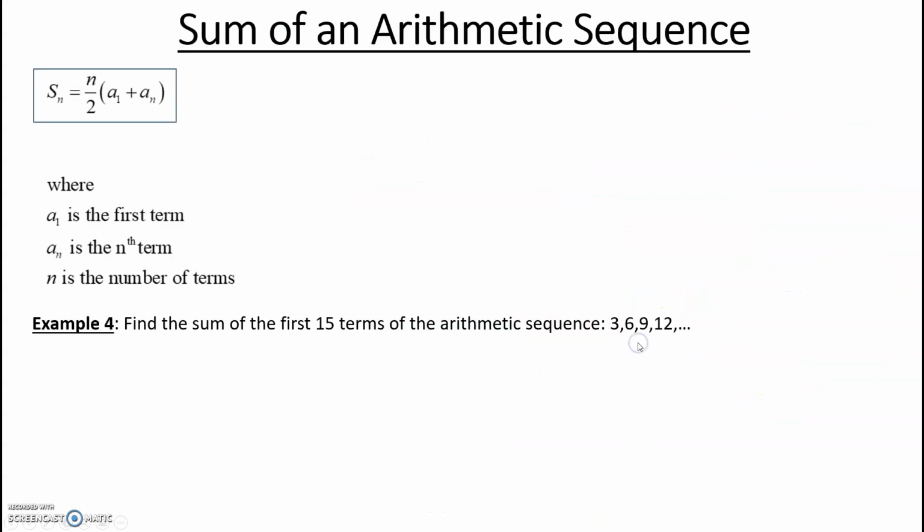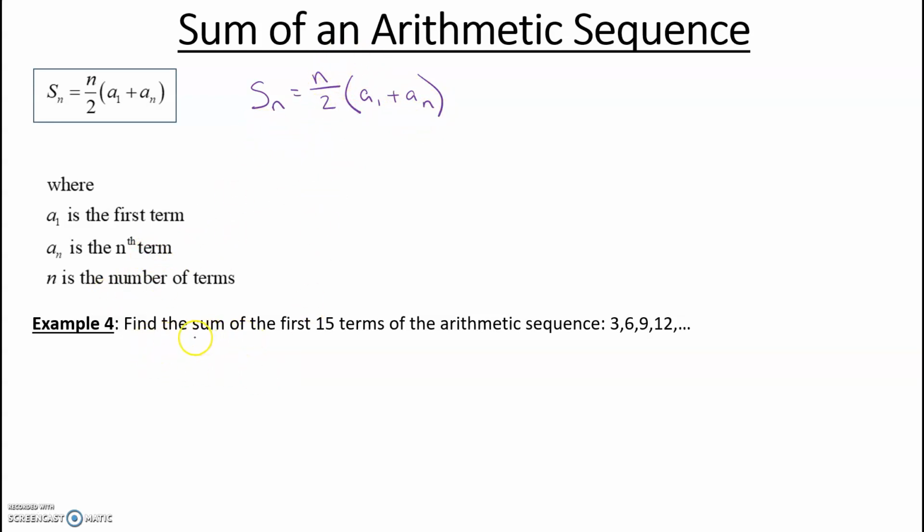All right. The next one is finding the sum. I know it's a little hard to read this in your notes, so make sure you have a good copy of that formula. S sub n, the sum of the first n terms, is however many terms divided by 2, and then add that first term and that last term. So again, a sub 1 is your first term, a sub n is your nth term, and n is the number of terms you're talking about.